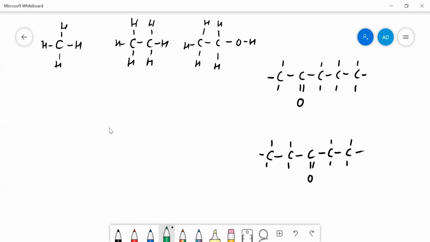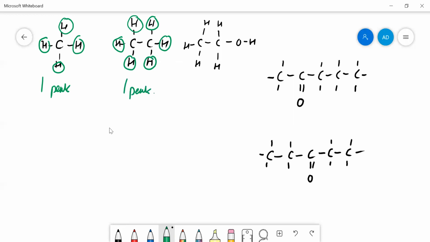Well, methane is fairly obvious. They're all the same, aren't they? That will just give you 1 peak, 1 environment. Ethane, that's 1 peak as well, isn't it? Because you've got these 3, but they're absolutely identical to those 3 as well. Ethanol: those 3 are all the same, these 2 are the same as each other, and finally the hydroxyl hydrogen is going to be different. So that's going to give you 3 peaks.